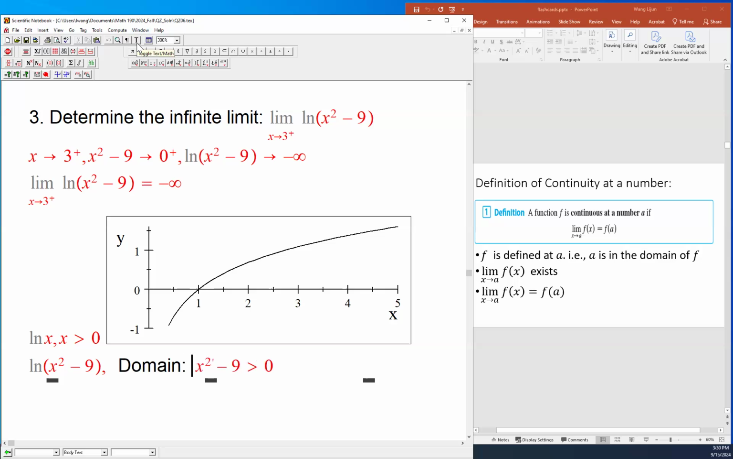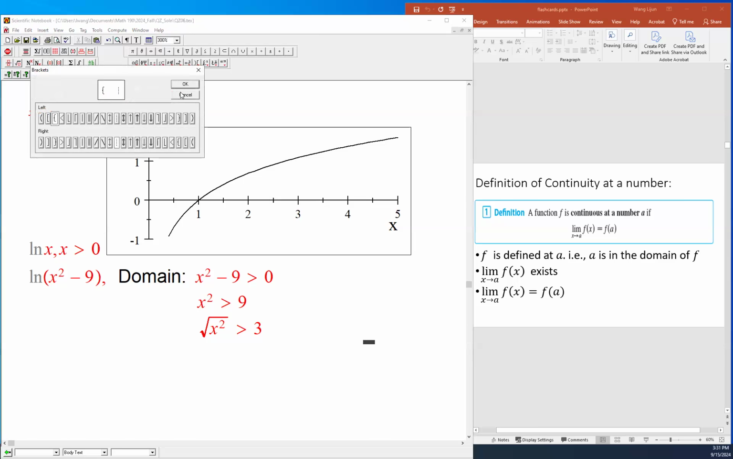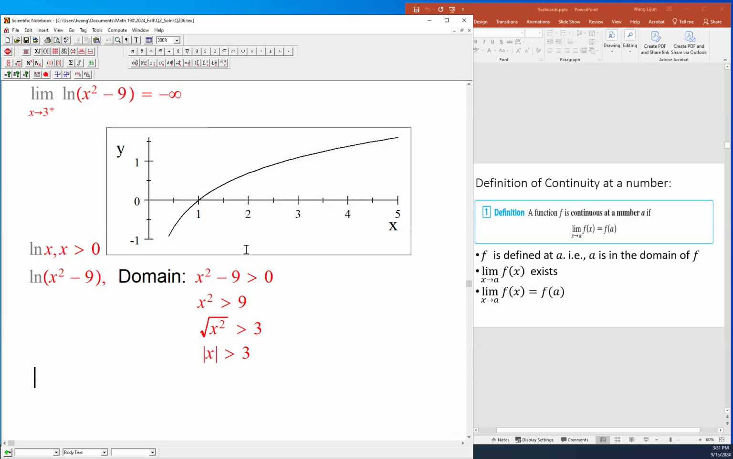For this domain determination, you will have x squared larger than 9, and you take the square root on both sides. That's going to be greater than 3 because the square root of 9 is 3. And then you have the absolute value of x is larger than 3. So your domain is x less than negative 3 or x larger than 3.